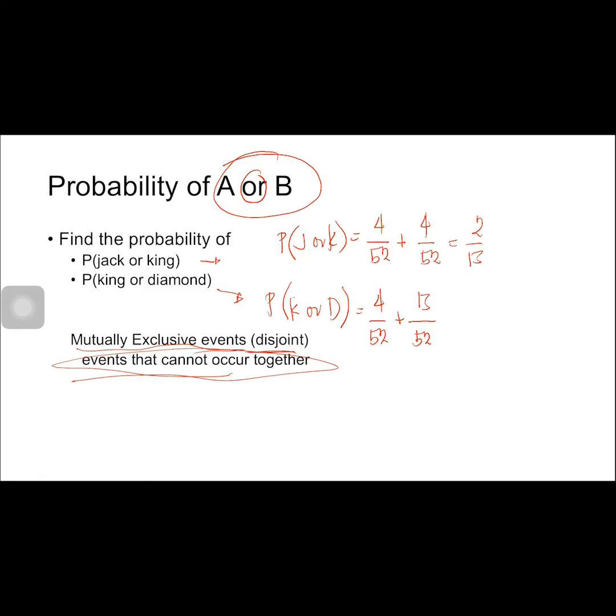Okay, but please consider that the card that we are going to draw can be the king of diamonds. So that is overlapping of events. So we need to subtract the probability of getting a king of diamonds. So we have here 1 over 52. Okay, so we have 4 over 52 plus 13 over 52 minus 1 over 52. So that is equal to 4 over 13.